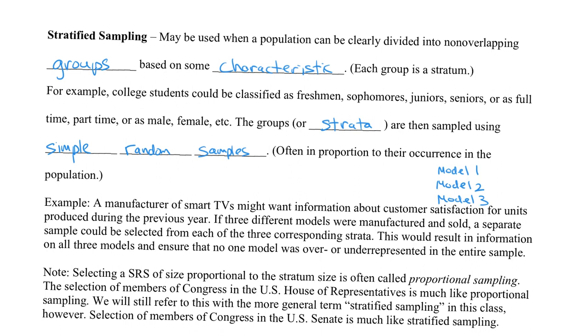Also, maybe Model 3 was your best-selling product. Maybe you sold 5 times more Model 3 than Models 1 and 2. Well then, this is where this comes in. Sometimes what you'll do is you'll just send out 5 times as many surveys for Model 3 because you'll be sampling in proportion to how they were sold.